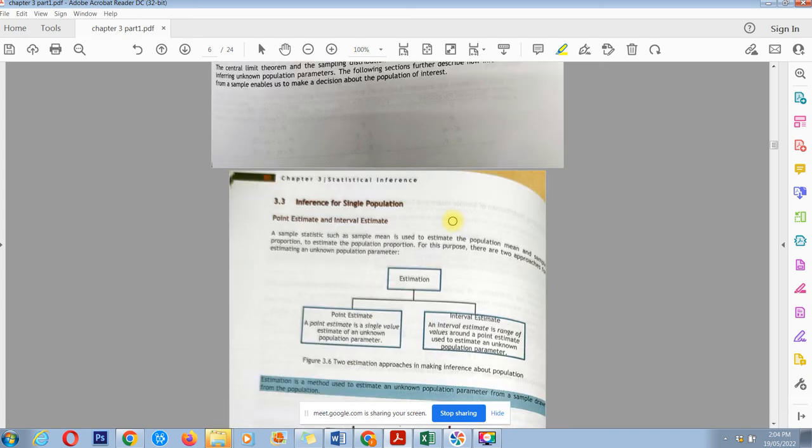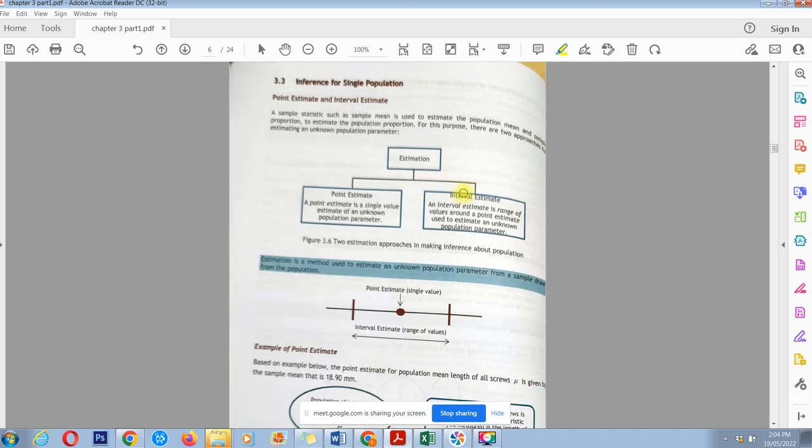Okay, inference for a single population. So we need to make inference for the single population. Later on we have two populations, two proportions and two means, and how to make inference. Next week we will discuss two populations, but for this week only one single population.